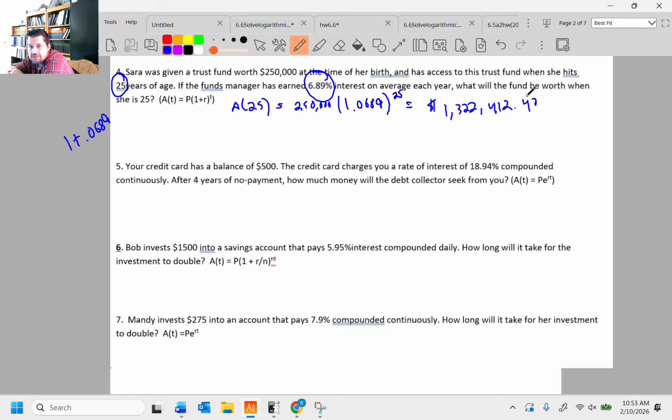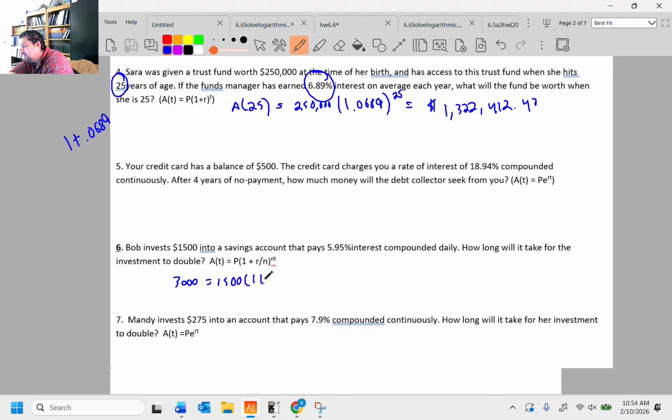All right, I've got 6 bolded here. Bob invests $1,500 into a savings account that pays 5.95% interest compounded daily. How long will it take his investment to double? And I gave you the formula to use, okay? So if it's going to double, it's going to become 3,000. And the principal here is 1,500.